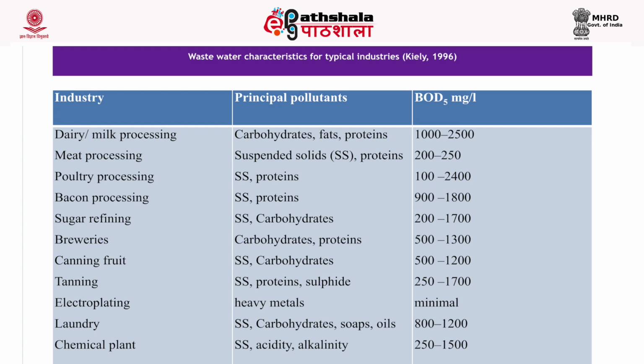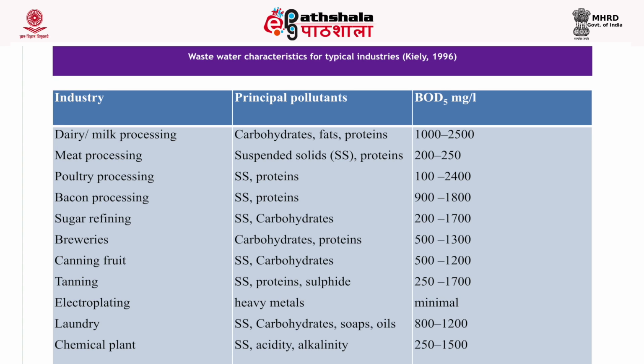There are a range of industries. Dairy and milk processing industries have principal pollutants of carbohydrates, fats and proteins in the range of 1000 to 2500 milligram per liter. Meat processing industries contain suspended solids and proteins in the range of 200 to 250 milligram per liter. Poultry industries also contain suspended solids and proteins. Bacon industries also contain suspended solids and proteins in the range given.